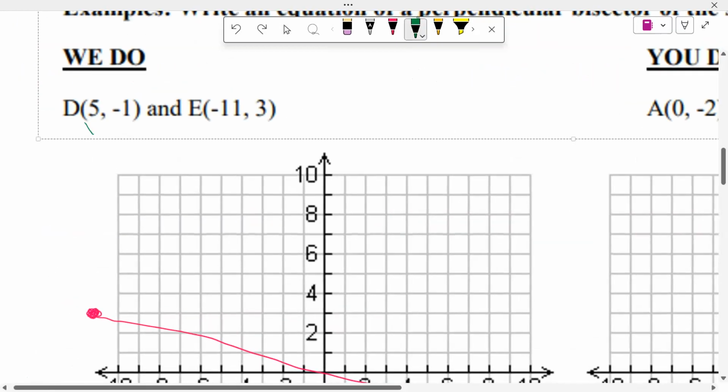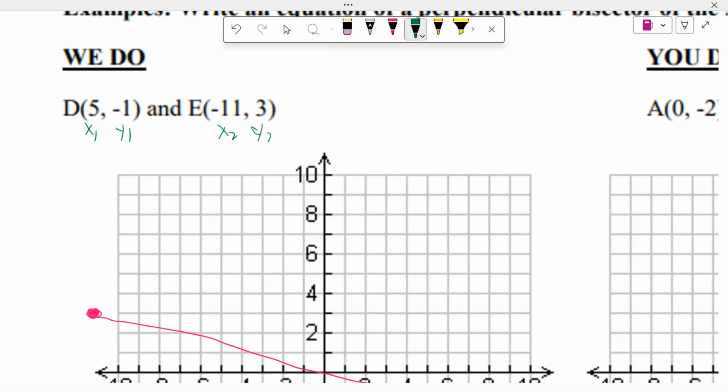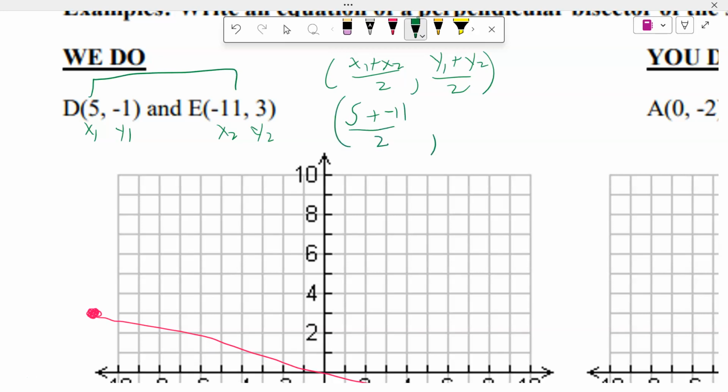So I like to stay organized. First x, first y I see, second x, second y I see, just to stay organized, because in general every point, every coordinate has an x and a y value. When you have more than one, it's nice to stay organized. And we're just going to plug that right into this formula: x1 plus x2 divided by 2, comma, y1 plus y2 divided by 2. So we're going to add the x's. We're going to have 5 plus -11 divided by 2, comma, and then we're going to have -1 plus 3 divided by 2. So from there, we have to simplify.